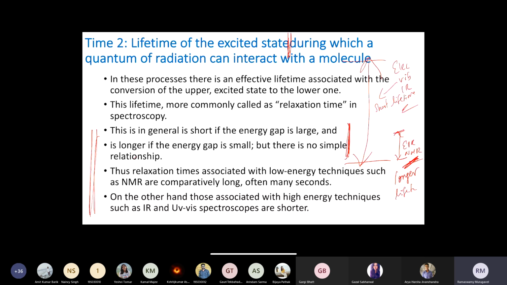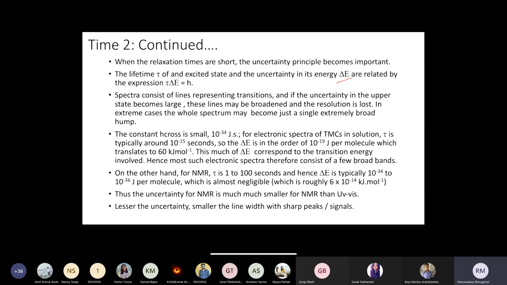When the relaxation times are short, the uncertainty principle comes into play. It becomes important. Say the lifetime of an excited state is tau, and the uncertainty in energy is delta E. These two are related to each other by the expression tau times delta E is h cross. So the lifetime times the uncertainty in energy is h cross.